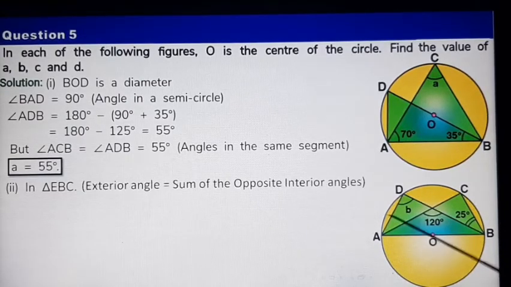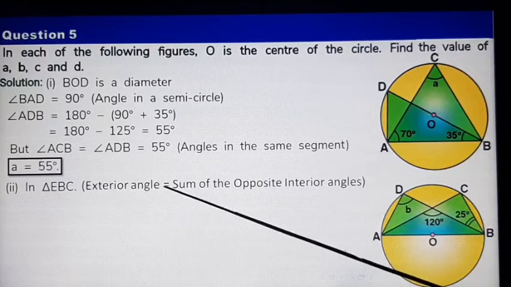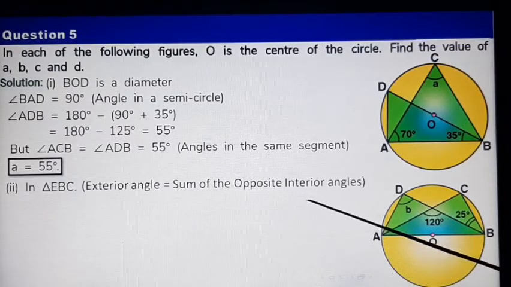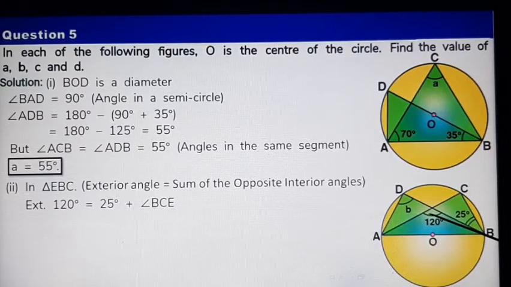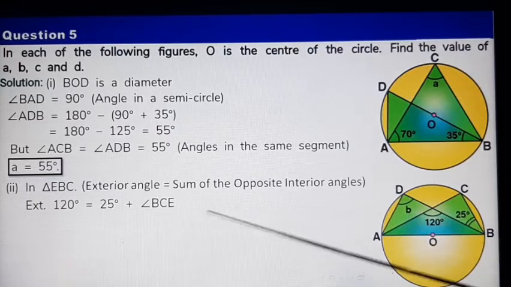So in triangle EBC, we are talking about this. We know that the exterior angle will be the sum of the opposite interior angles. So the exterior angle is 120 degrees. This is the triangle EBC and this will be my exterior angle, which equals this angle plus this angle, so angle BCE plus 25 degrees.